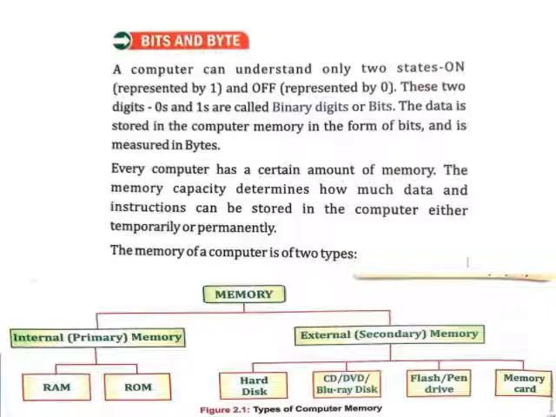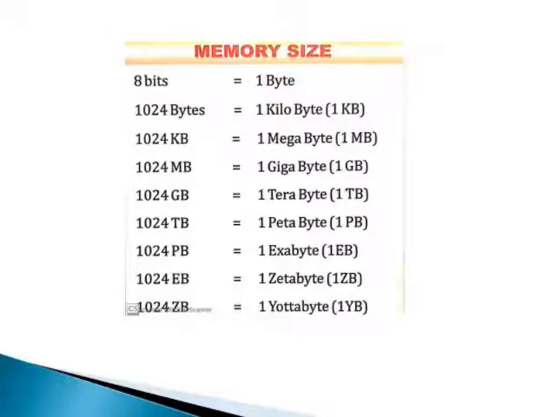Every computer has a certain amount of memory. The memory capacity determines how much data and instructions can be stored in the computer, either temporarily or permanently. The memory of a computer is of two types. Memory size. Now you can look in this slide regarding the size of the memory.